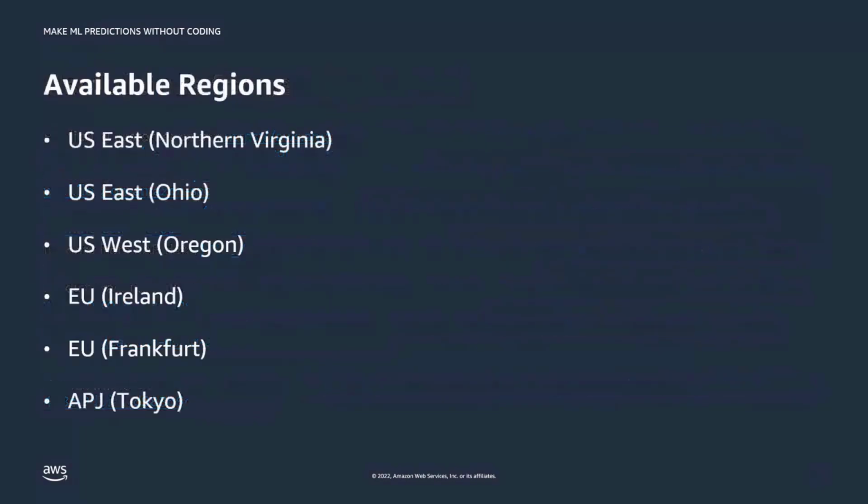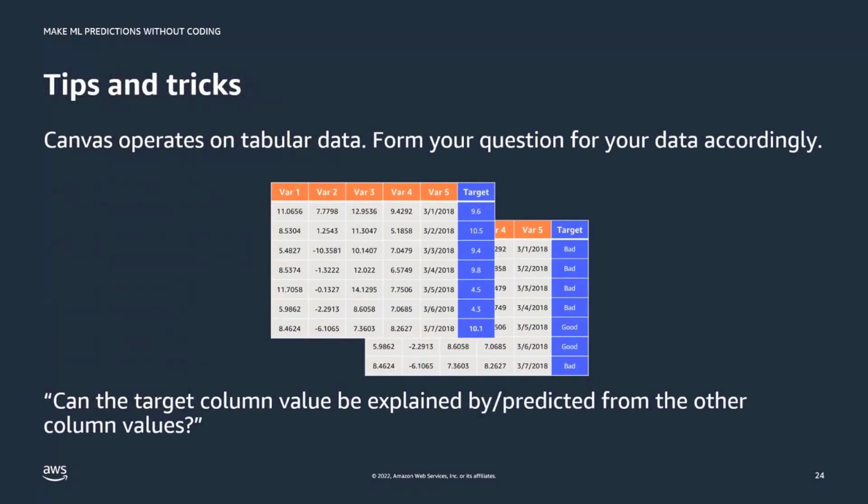Okay, so let me cover just a few more things. One is Canvas is not available everywhere. So it's available right now in 6 regions, and you'll see that change over time as we roll it out to more. I want to talk about some tips and tricks. So remember, Canvas operates on tabular data at the moment, not computer images, not large blocks of free-form text. So think of spreadsheet data, and then you need to form your question accordingly, right?